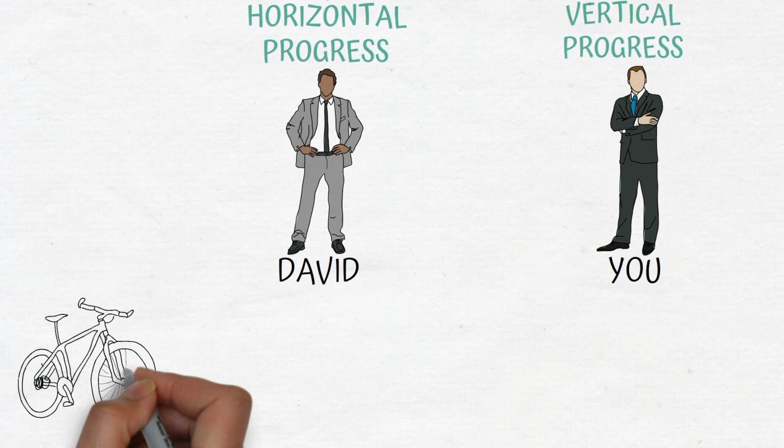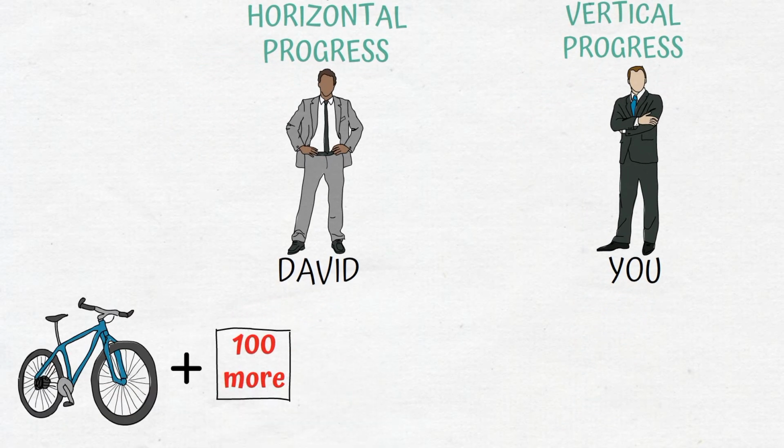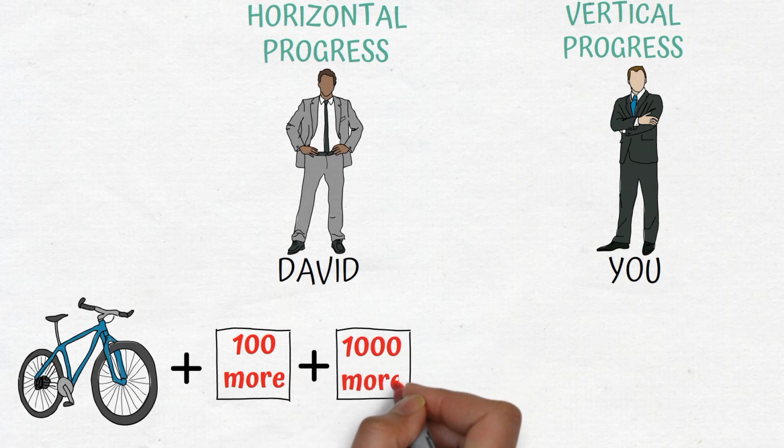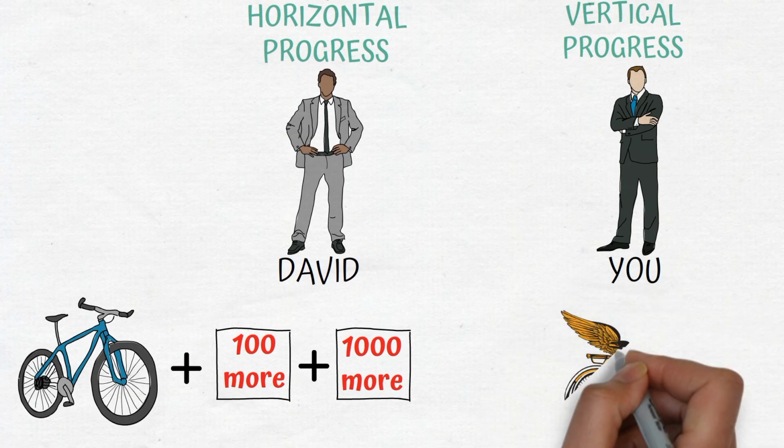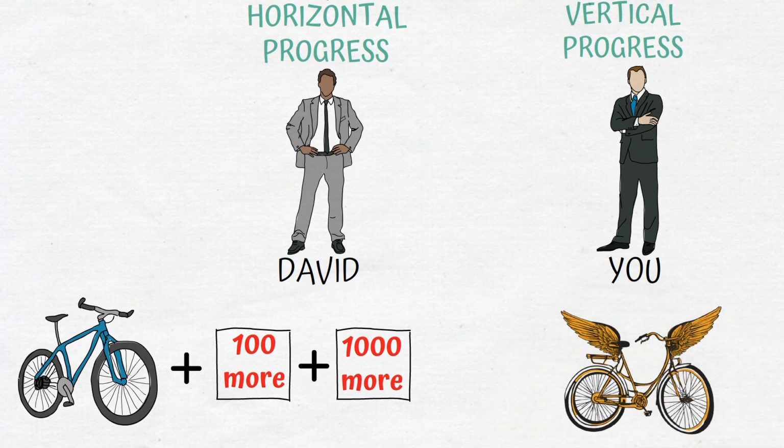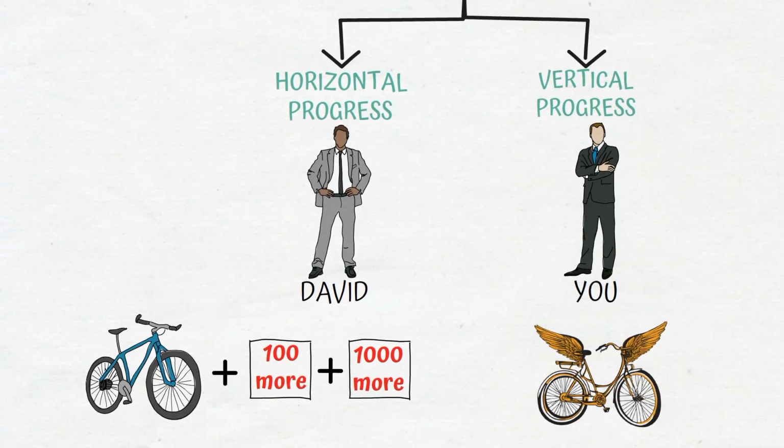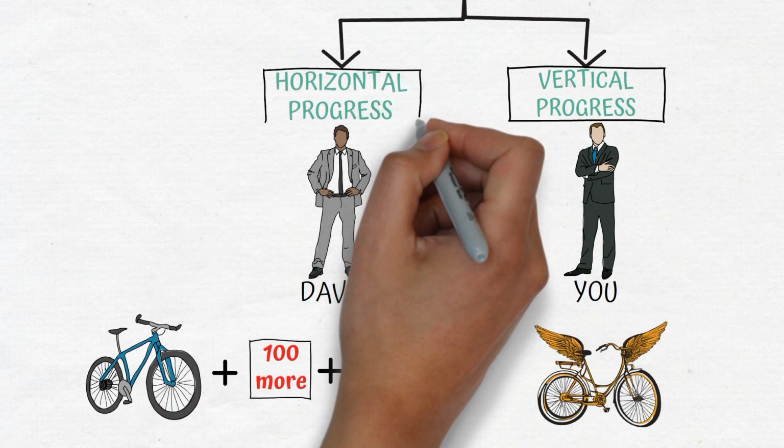David builds one bicycle design and then produces 100 more of the same model. David is making progress because he's expanding from one bicycle to 100, then 100 to 1,000. Meanwhile, you innovate by creating a flying bicycle. You're advancing to a new level of technology and making progress as well. However, there's a difference between these two types of progress. You are making vertical progress, while he is making horizontal progress.